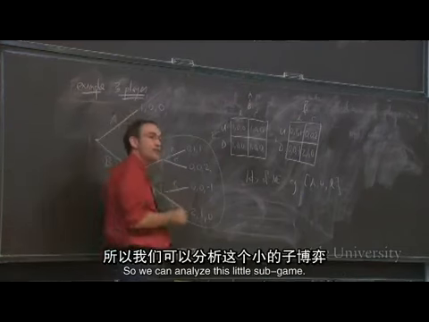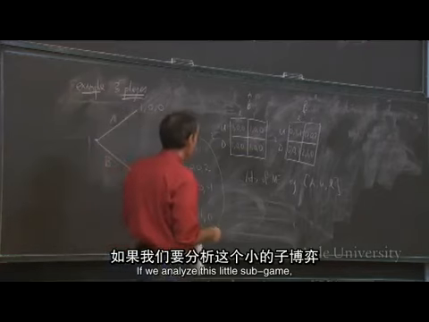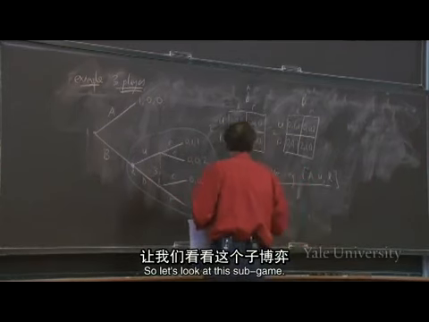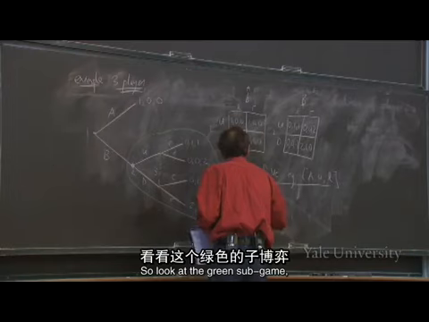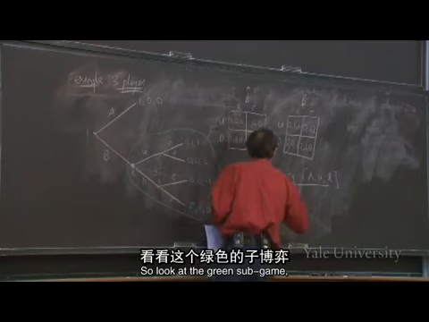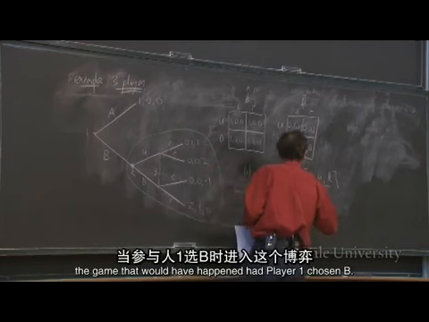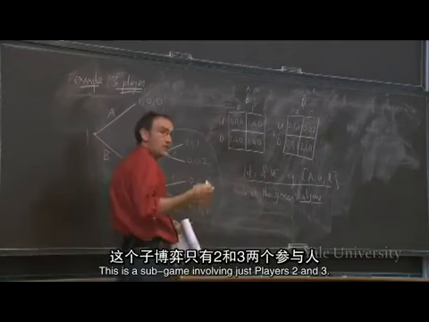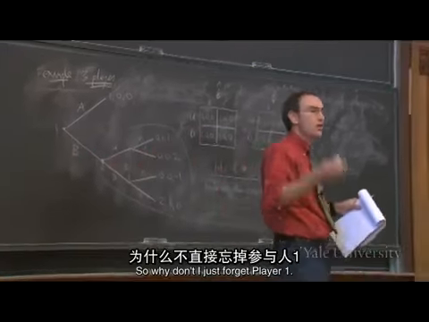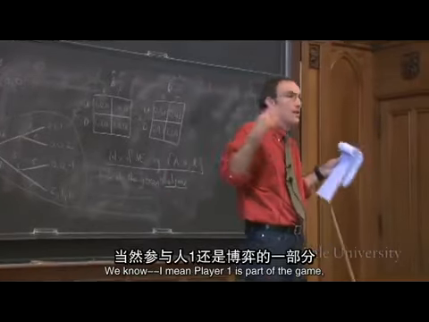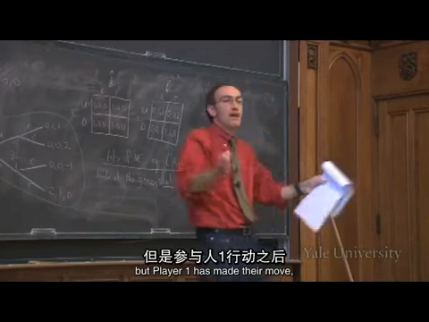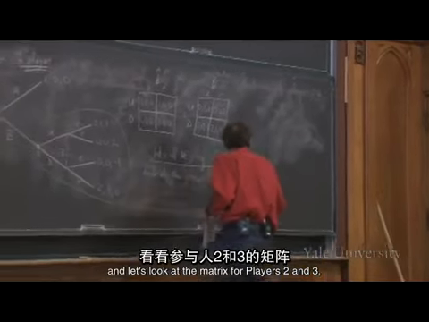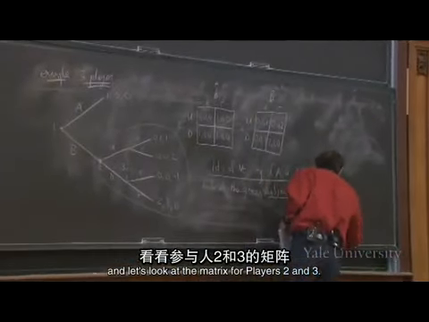So we can analyze this little subgame. If we analyze this little subgame, what will we find? So let's look at the green subgame, the game that would have happened had player 1 chosen B. This is a subgame involving just players 2 and 3, so why don't I just forget player 1? We know player 1 is part of the game, getting payoffs, but player 1 has made their move, they're not really involved anymore. So let's look at this game as a game involving players 2 and 3, and let's look at the matrix for players 2 and 3.